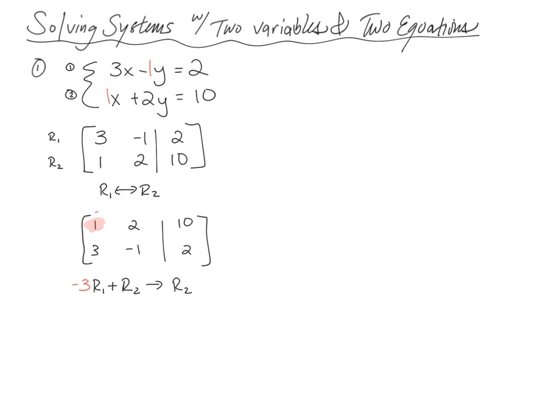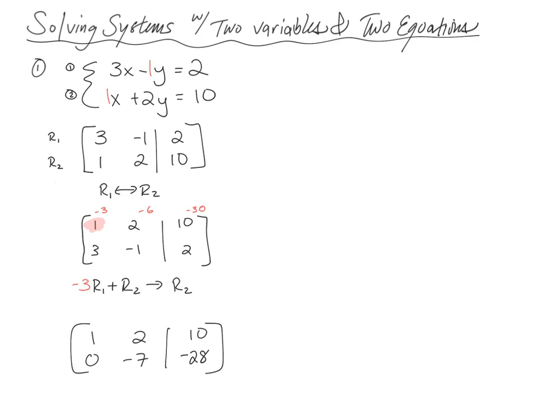So let me go ahead and multiply the top row by -3. It's -3, -6, and -30. So you'll see that if you combine the -3 and the 3, we end up with a 0. So our second row then becomes 0. Here we have -6 plus -1, that is -7. And then we have -30 plus 2, which is -28. But the top row stays the same.